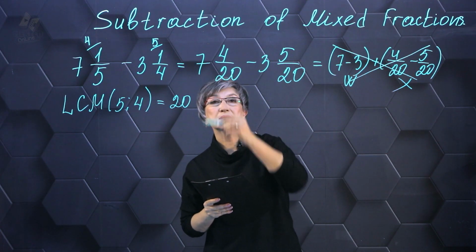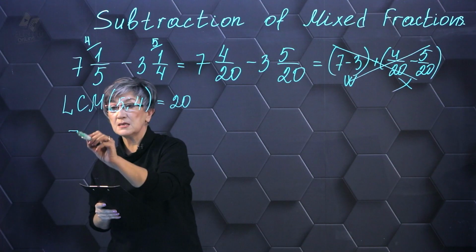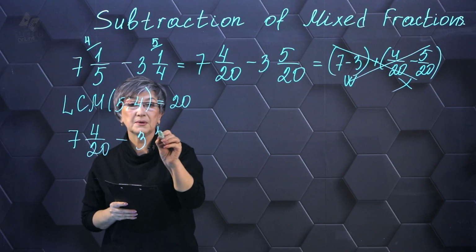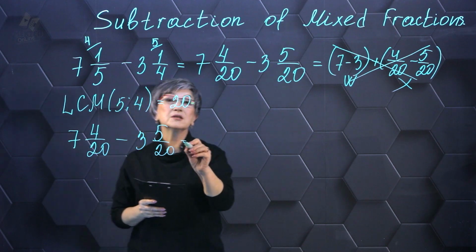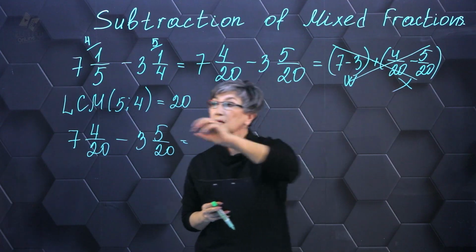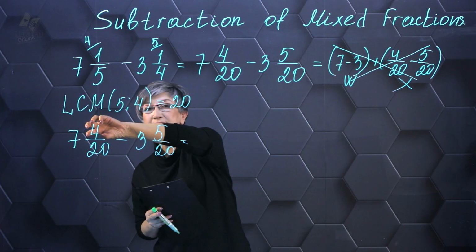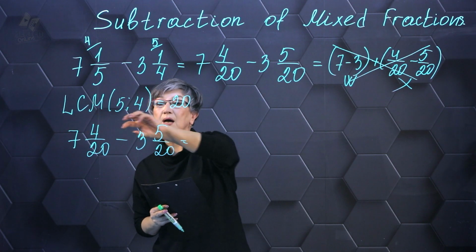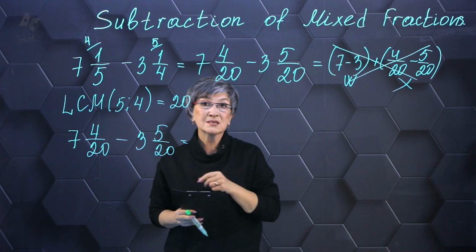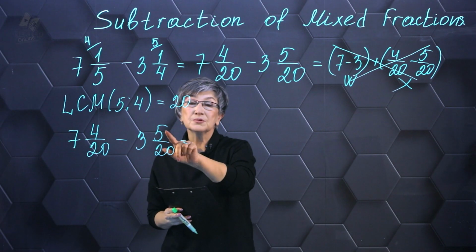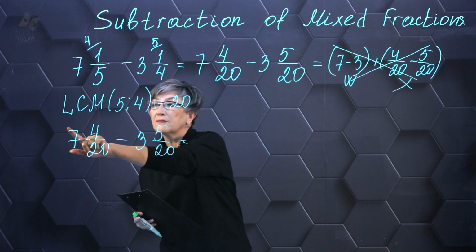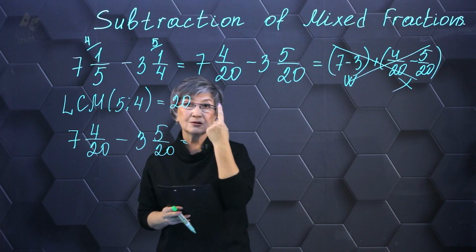We go back to our example. So 7 and 4/20 minus 3 and 5/20. What do we do in this case? Let's remember the problem we had. We couldn't subtract the numerator of the second fraction from the numerator of the first fraction. Why? Because it was smaller than the numerator of the second fraction. What do we do in this case? Let's take away one whole part from the 7.